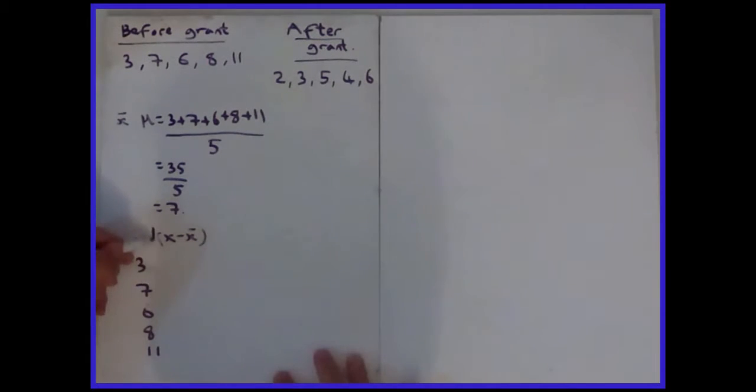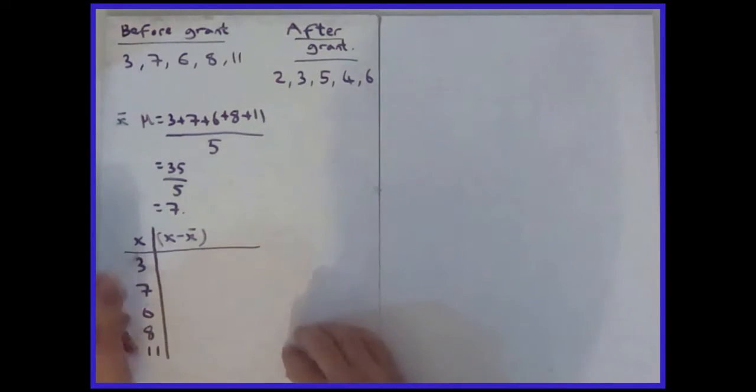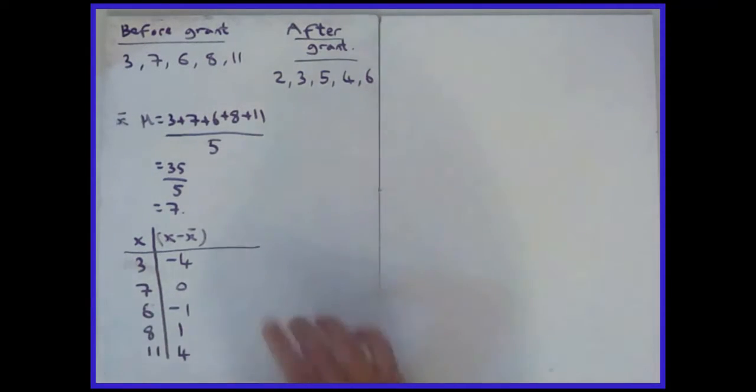So what we're doing, these are the deviations, right? So how far away from the mean is it? We just subtract 7 from all of these values. So 3 minus 7 is minus 4. 7 minus 7 is 0. 6 minus 7 is minus 1. 8 minus 7 is 1. And 11 minus 7 is 4.